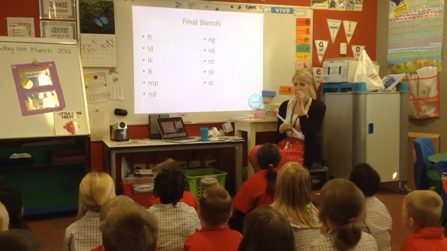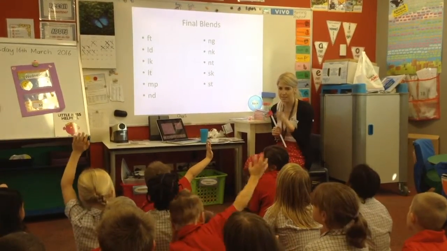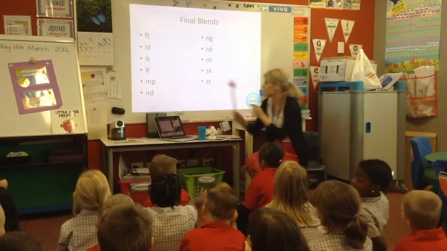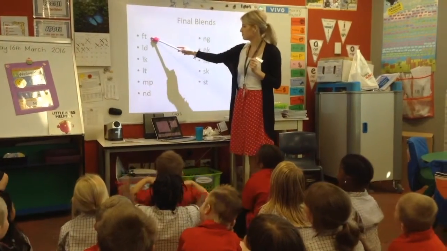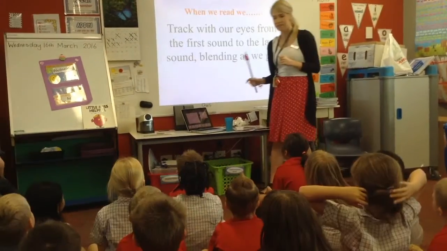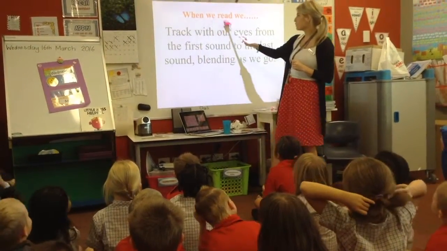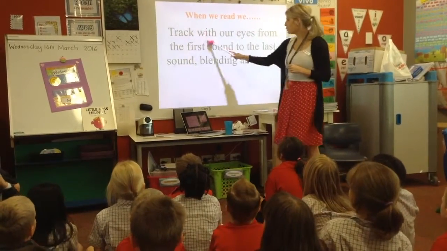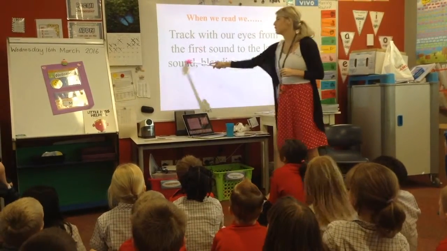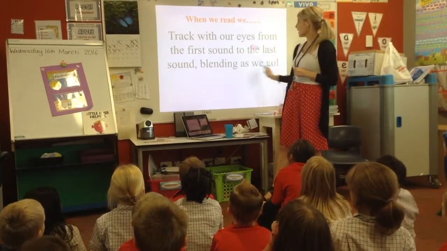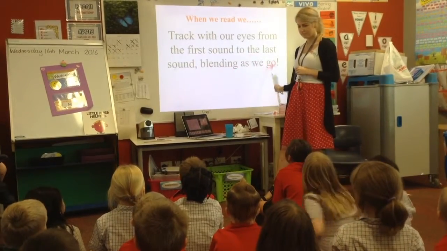And where does a final blend come in a word? Mason. At the end of it. At the end. Say it after me. Read this with me. When we read, we track with our eyes from the first sound to the last sound, and blend as we go.